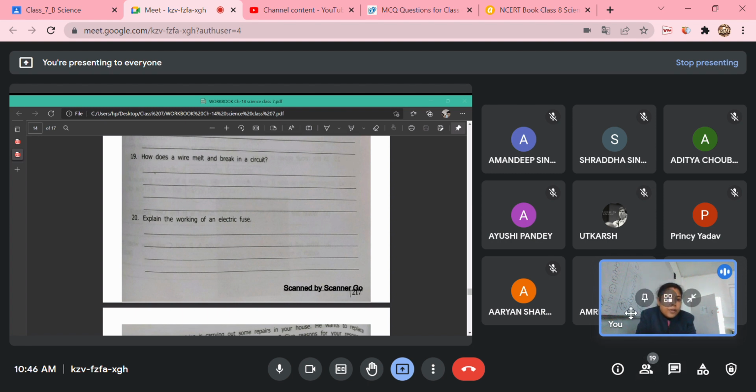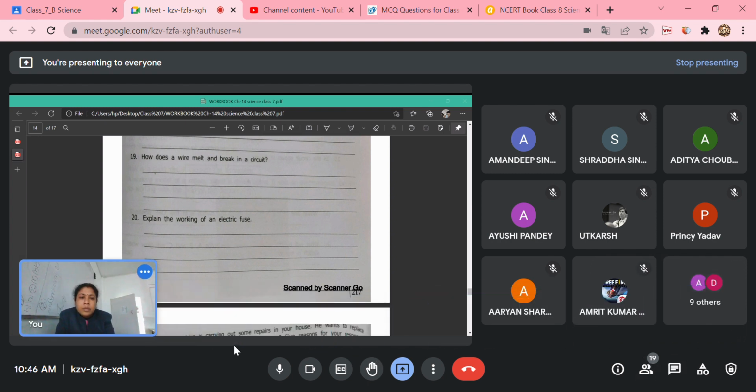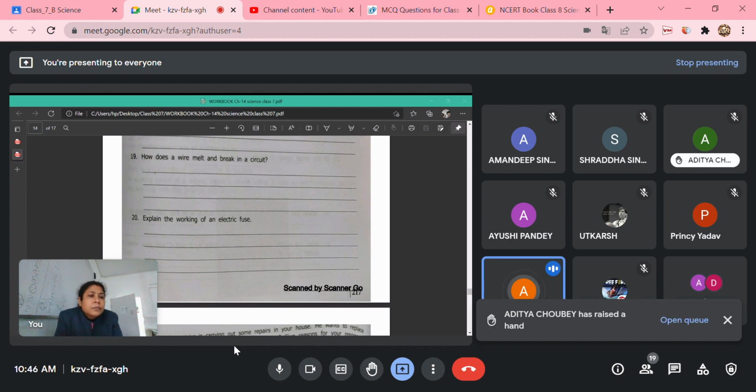Aryan, how does an electric fuse work? What happened, children? You should be giving the answer promptly. Children, please do read the chapter before coming to the class. Yes, Aryan. Ma'am, when the electricity is produced from the circuit, it enters the bulb through the fuse, and then the fuse will light up and will give us electricity.